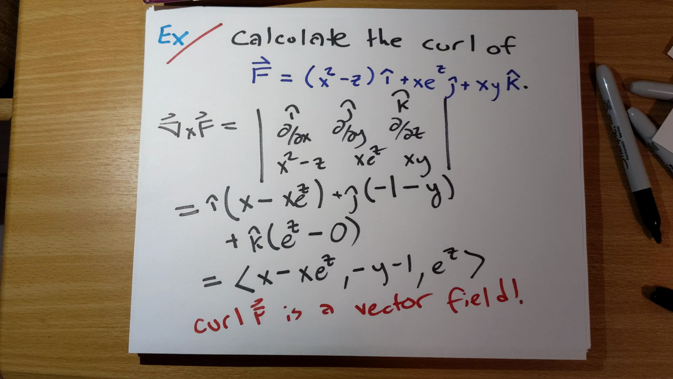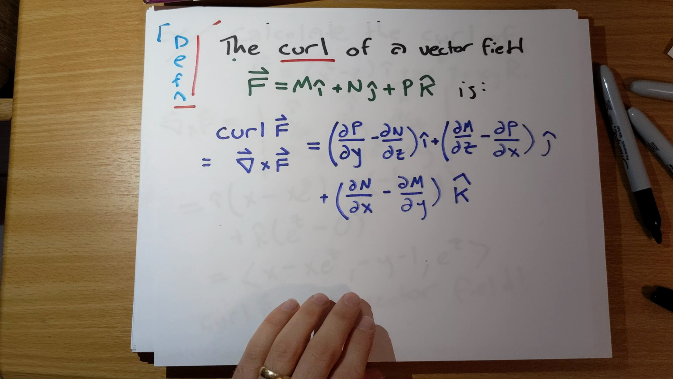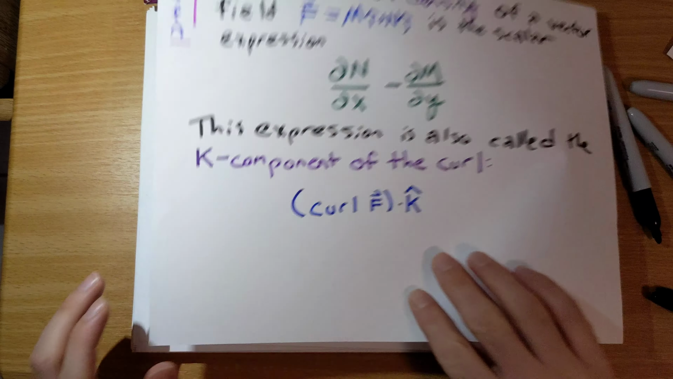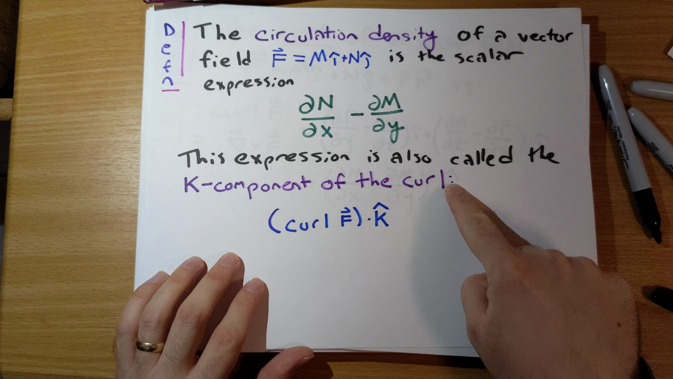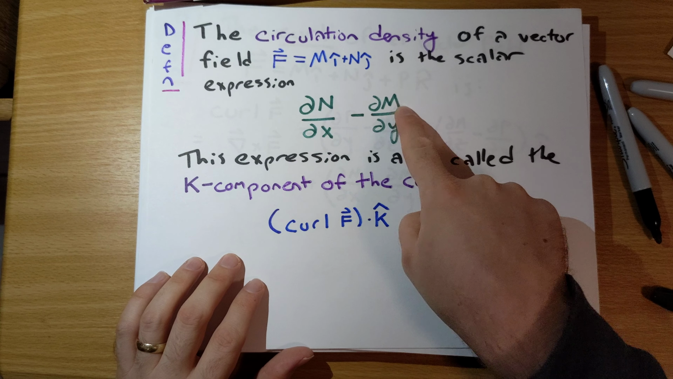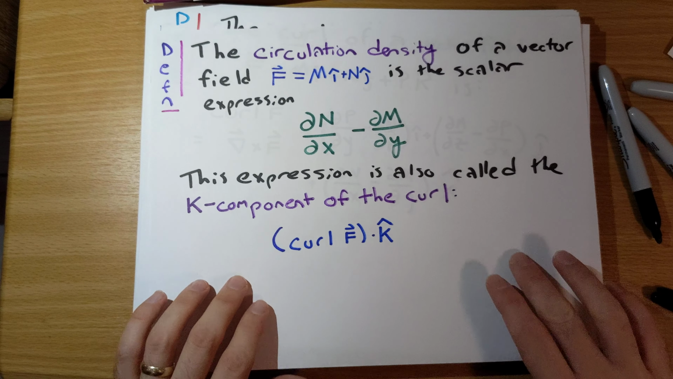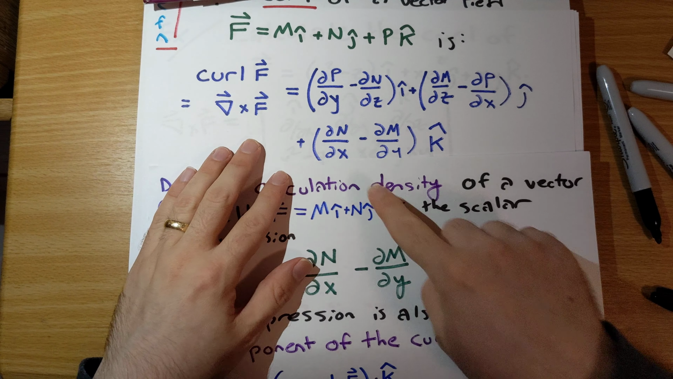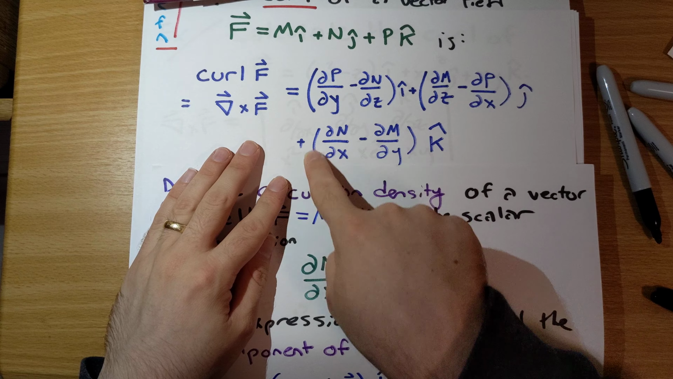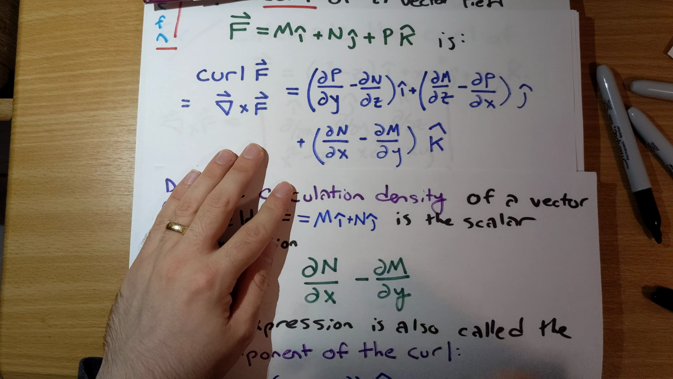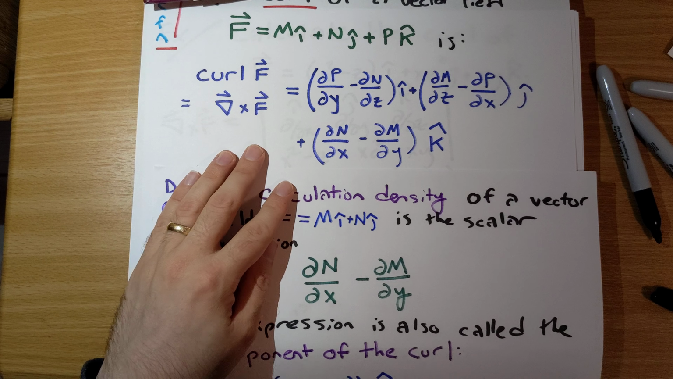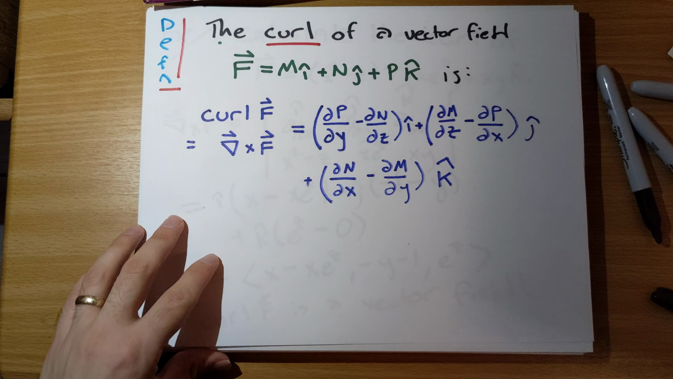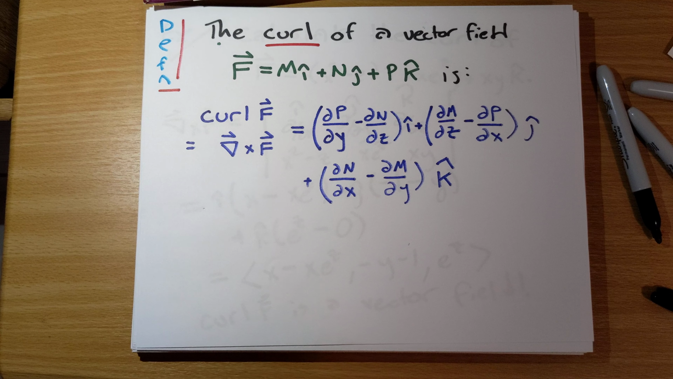And I lied. I have one last thing and then we'll wrap up this video. I want to make sure that we realize that when I called this the k component of the curl right here, partial n partial x minus partial m partial y, I wasn't lying. That's exactly the k component of the curl right here. This exactly matches this. So this seems like a reasonable way to define curl.